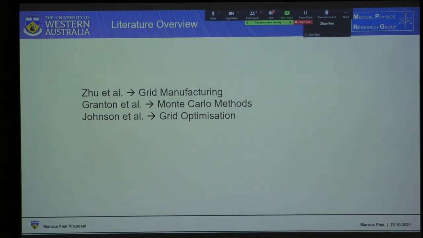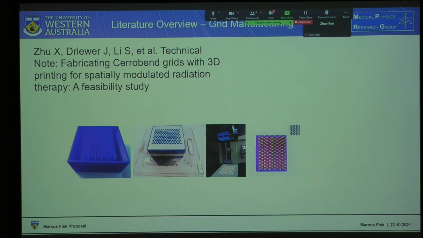So a brief overview of the literature. I've picked 3 papers that relate to different things in my project. One is the manufacturing of the grid, one is the Monte Carlo methods, and one is the grid optimization. So this paper by Zhu et al. is where I got the idea to 3D print the mold. So they used a PLA filament, which they say is useful up until 230 degrees Celsius. So I will try and assess if that will work at a smaller scale, because this was for an MV beam. It's a lot bigger than what mine will be.